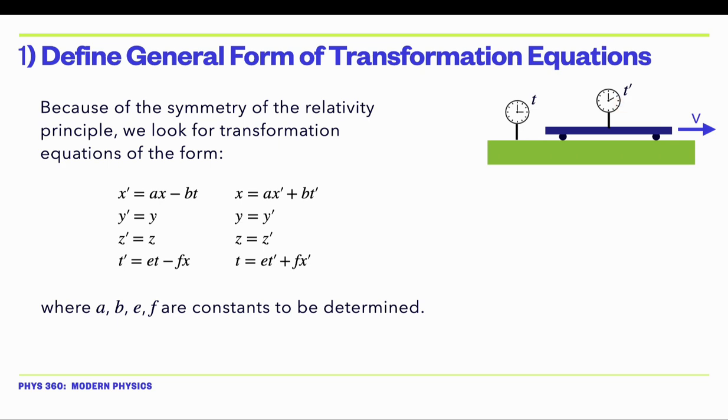Because we're assuming that the primed frame is moving in the positive direction with respect to the unprimed frame, we get a negative sign in front of the t coordinate, whereas we get a positive sign in front of the t prime coordinate. The coefficient in front of x is going to be the same as the parameter in front of x prime, and the parameter in front of t is going to be the same as the parameter in front of t prime. So in any case, this is the general form of the transformation equations that we're going to be looking for, and our job is to solve for these unknown constants a, b, e, and f.